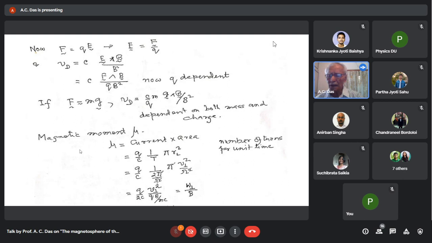The magnetic moment is determined by the perpendicular energy, not velocity, divided by the magnetic field at any point. So that is the magnetic moment. Now let us go to some other phenomena, or some other motion of the particle, which will describe the characteristics of the magnetic moment.